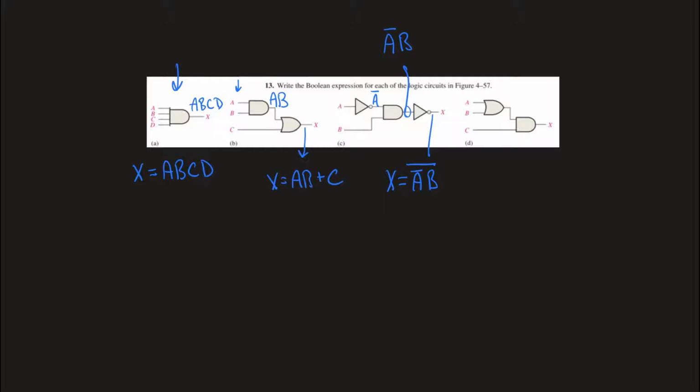And then finally for this one, we have A or B. And then just remember, whenever we have something more complicated than just a single letter coming into an AND gate, we want to use parentheses. So this would be A or B ANDed with C. It's really important that you have the parentheses here. And that's it for that one.